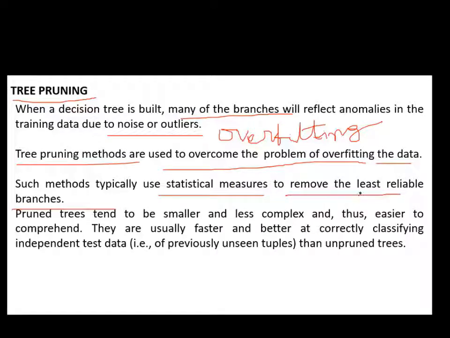Most reliable, least reliable. Most means very important. Least means negligible.